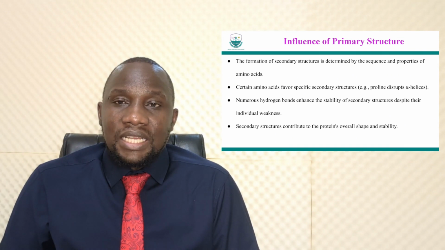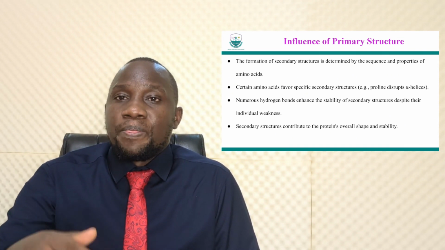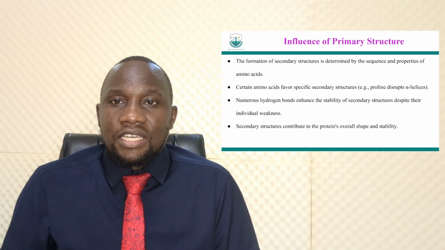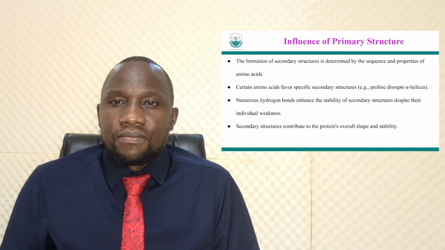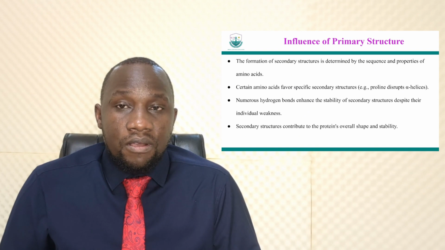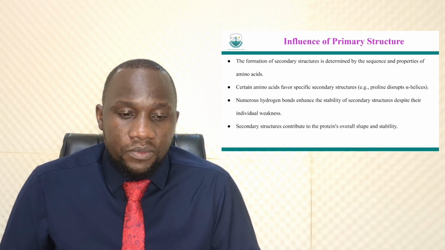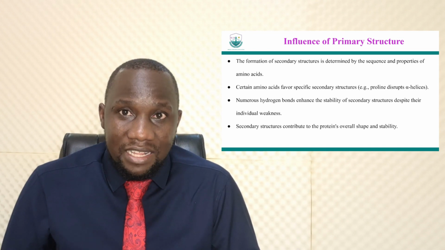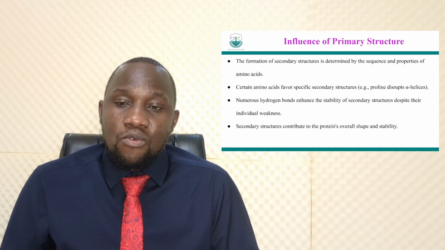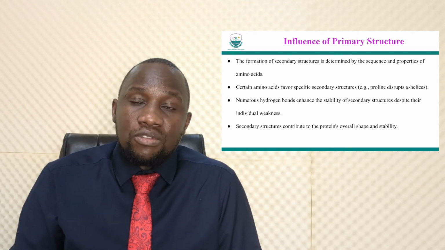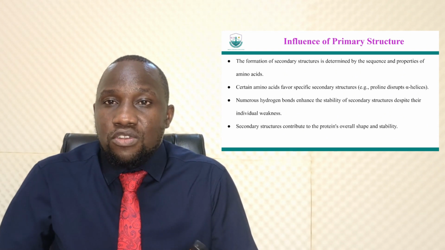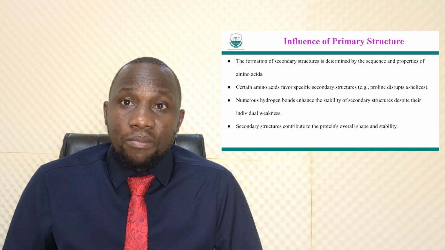So if we have proline, basically, this will favor the beta sheeted structure, because the proline will actually disrupt the alpha helixes. Okay, and then like we said, we have hydrogen bonds in the secondary, and that means that they are actually stronger. Secondary structures are more stable compared to primary because of the hydrogen bonds that we have in there. Okay, so that means that the secondary structures contribute to stability and shape in the protein.